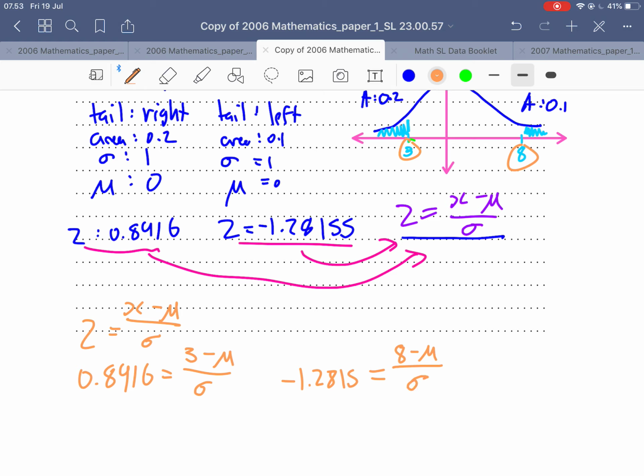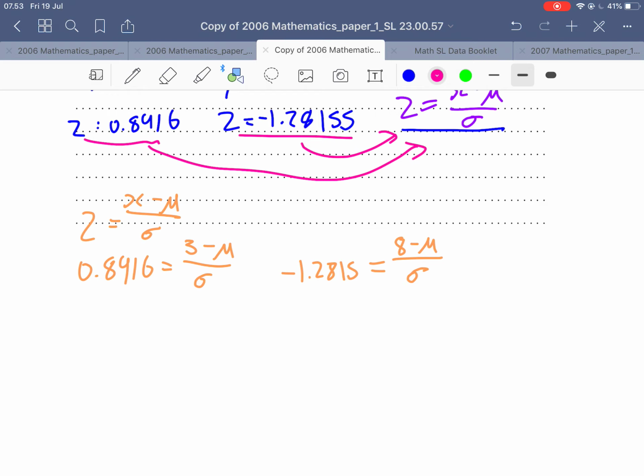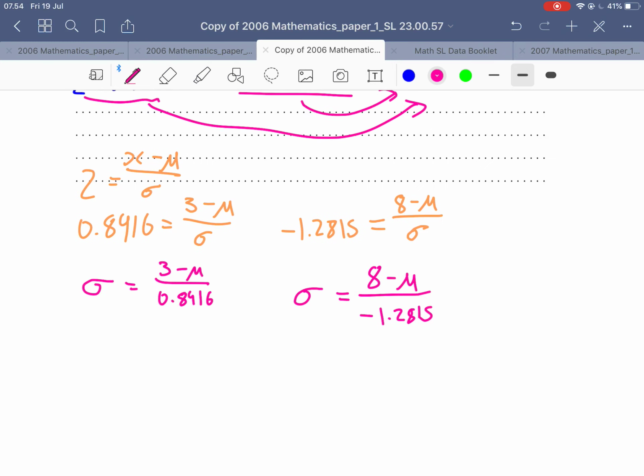We could solve for these algebraically, but an easy way to do this is to just sketch it out in your graphics calculator. It doesn't take that long. What we're going to do is solve for the standard deviation. I get standard deviation equals 3 minus mean on 0.8416, and standard deviation equals 8 minus mean on minus 1.2815. This is going to be our y, and the mean is going to be our x.